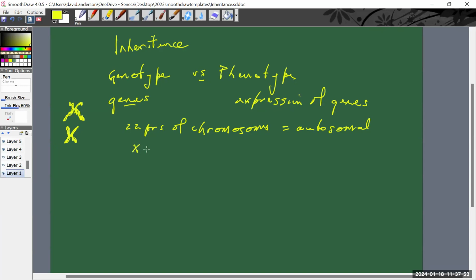Then we have an X chromosome, and it's a pretty large chromosome. It's got lots of genes on it. And the Y chromosome looks different. It's quite a bit smaller, and it has fewer genes on it. But crucially, it has a particular gene, which we're going to talk about a little bit later, that's going to be the sex-determining gene.